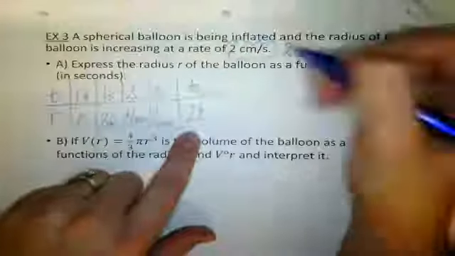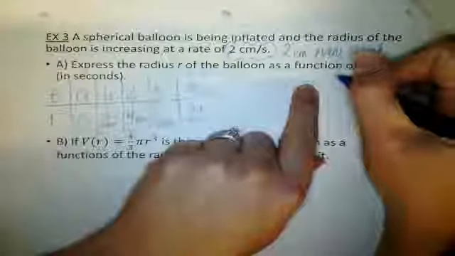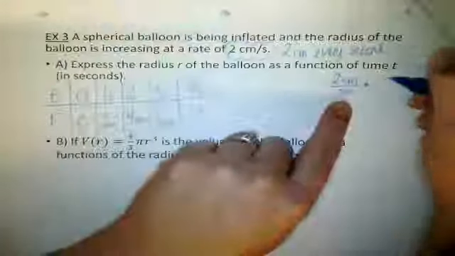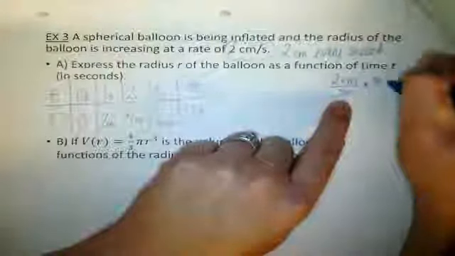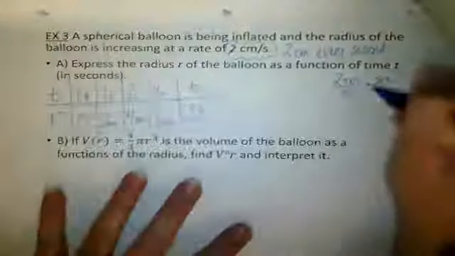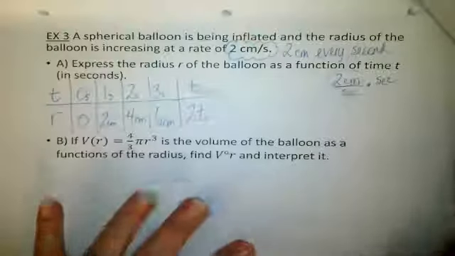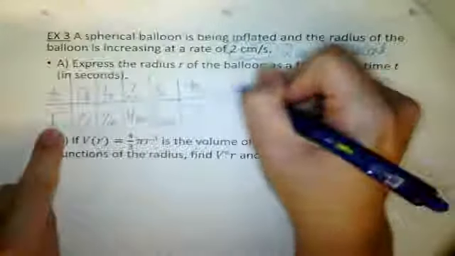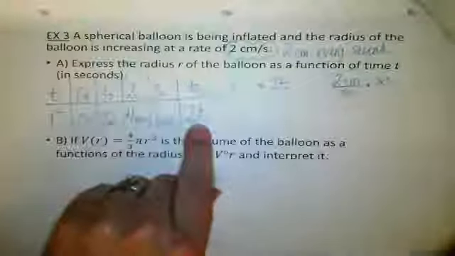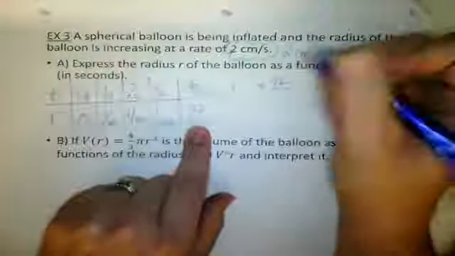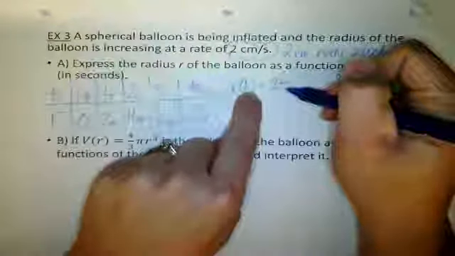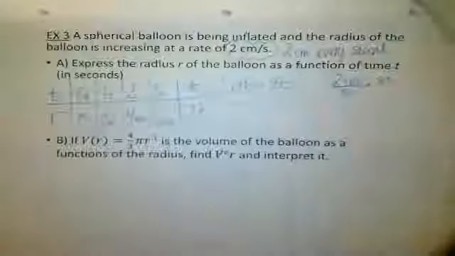The other thing that you should note is that it's unit analysis. 2 centimeters per second. What do I have to multiply by to get the radius? We have to multiply by seconds, and that'll leave me with centimeters, which is what we're looking for, radius. So here, radius is equal to 2 times the time. If I wanted to, I could write r of t, because this is r in terms of t. So here is a great little equation.